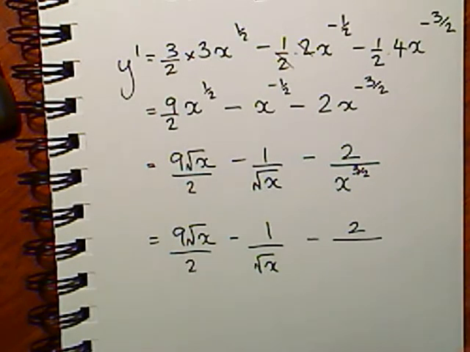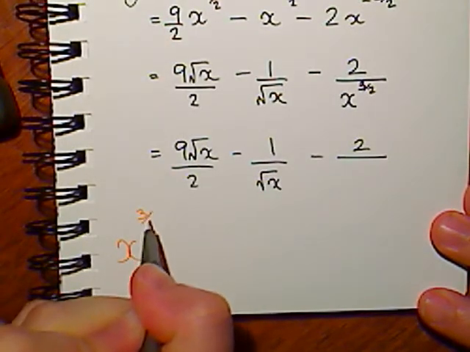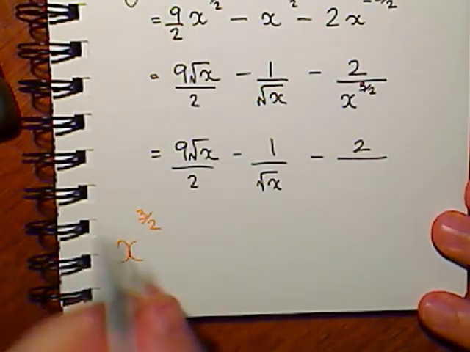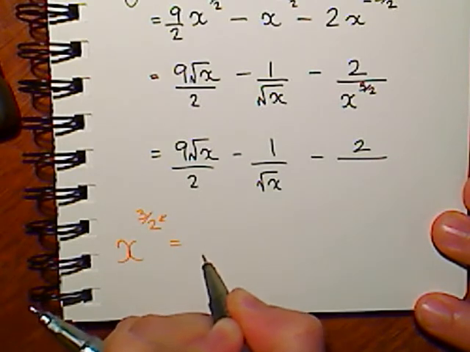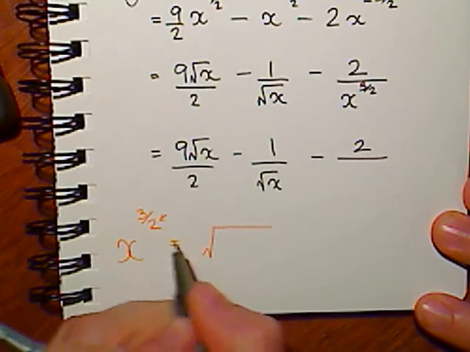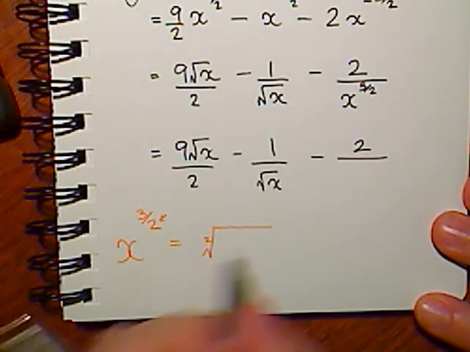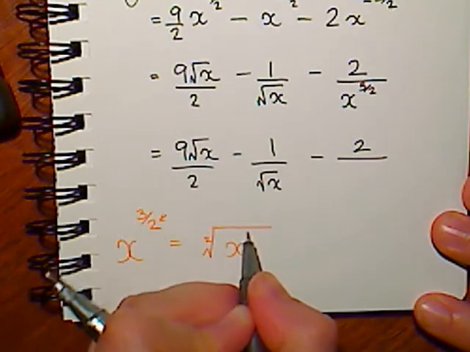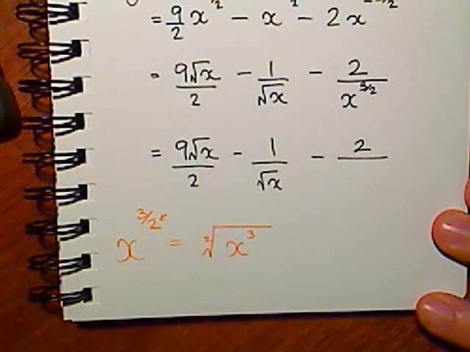I'll just do it as an aside for you. This is a common one. You should become fairly fluent with this one. X to the 3 on 2. The bottom number here tells us which root it is, so that's a square root. That 2, square root. We often don't write it when it's a square root. This top number will power the x's inside. So this is x to the 3 over 2.